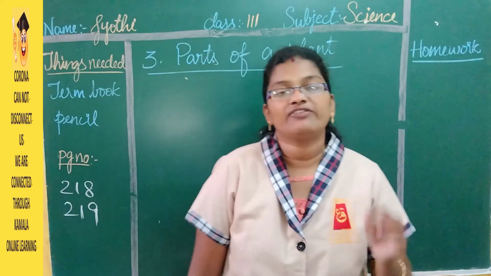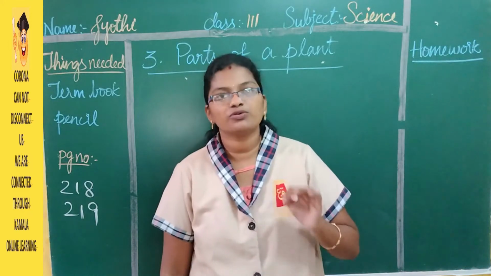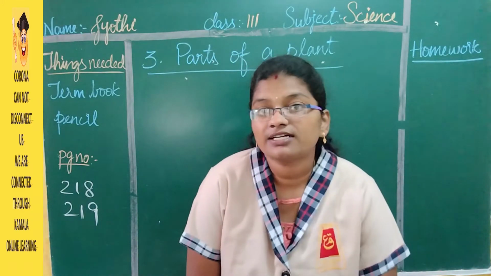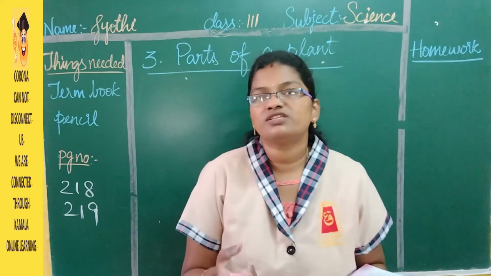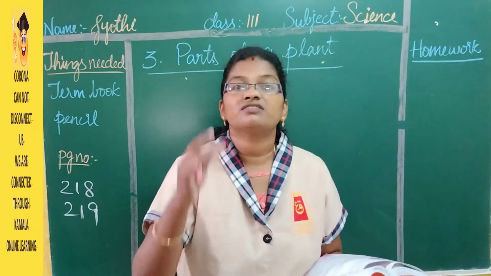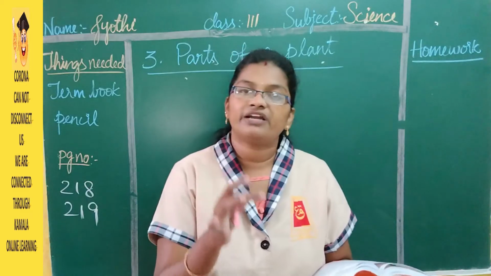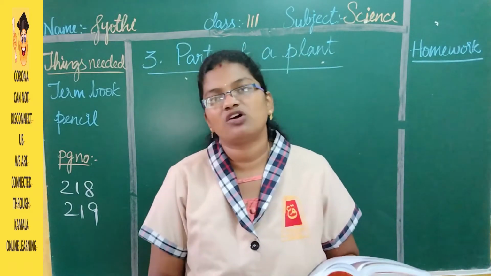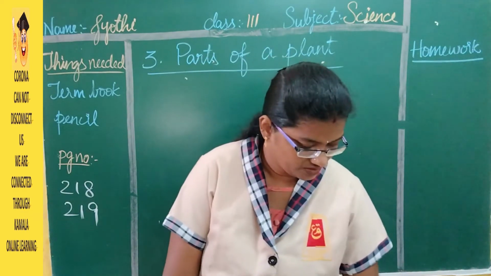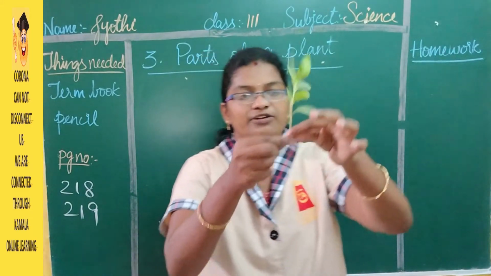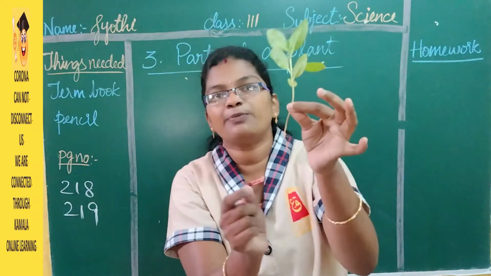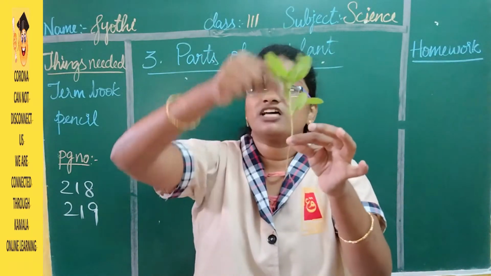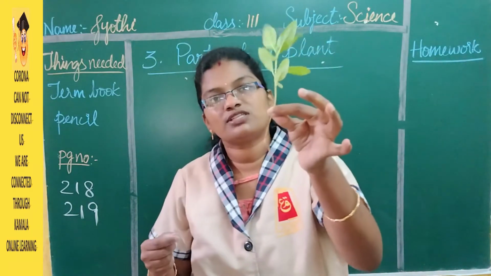So with this, we have come to an end of the root system. Now let us learn about the shoot system. So what is shoot system? The part which is visible to us, that is the part which is above the ground, is called the shoot system. If you take this plant from here, this part is the root system. That means only roots are present. Now this part which is above the ground is the shoot system.